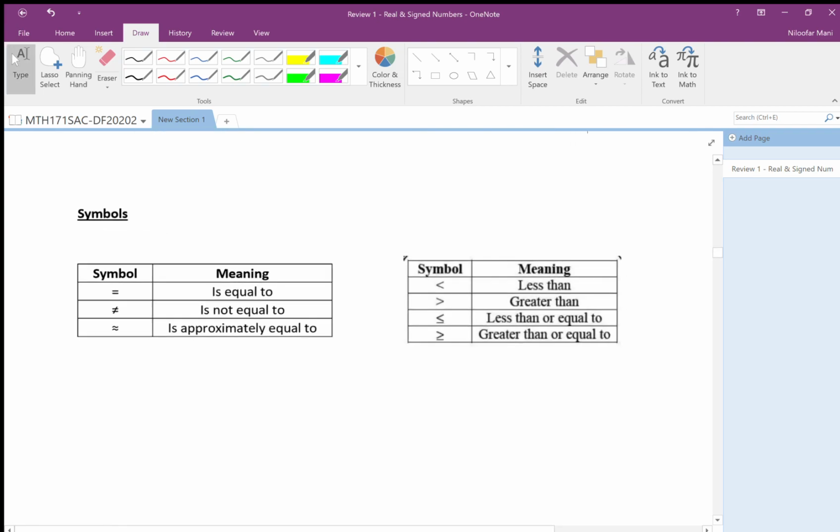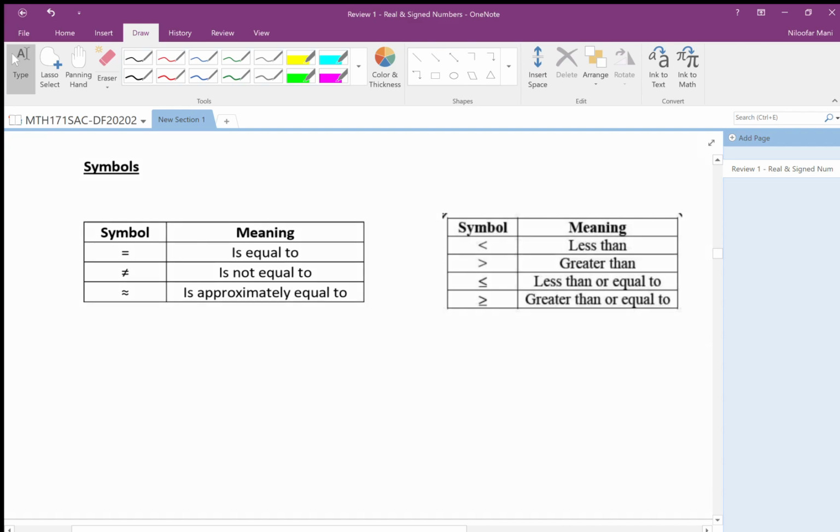So symbols, I can show these symbols. Of course, you know this is equal, this is not equal, and this is approximate. Approximate is this. Less than, more than, less than or equal to. So, see, if I say A is less than B, I show it this way.